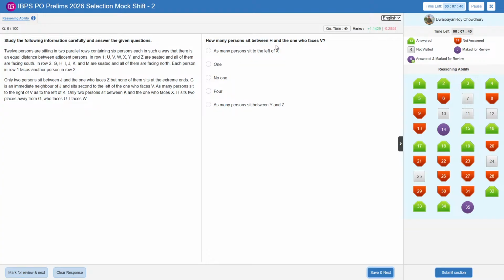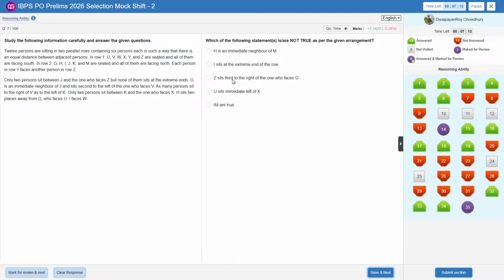How many persons sit between H and the one who faces V? H and the one who faces V, 3. As many persons left of X? So between Y and Z, no. Left of X. Okay, not true. H is an immediate neighbor of M. This is true. I sits at the extreme end. Yes, true.